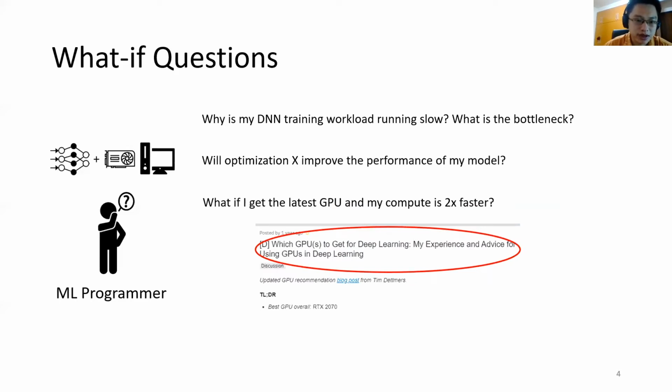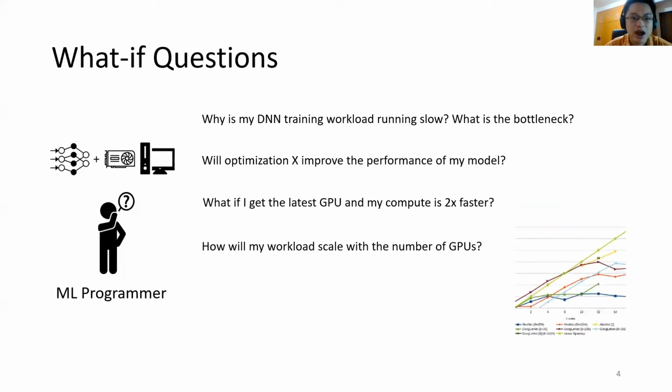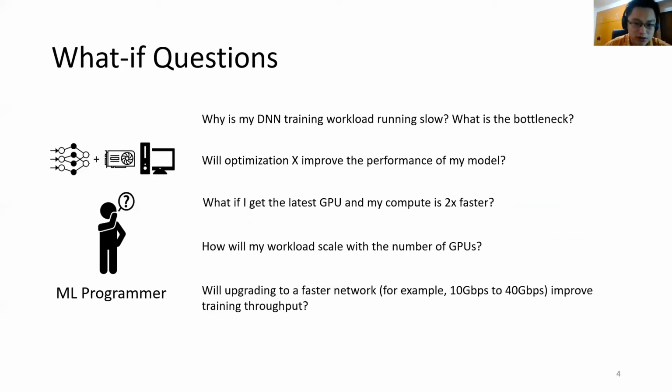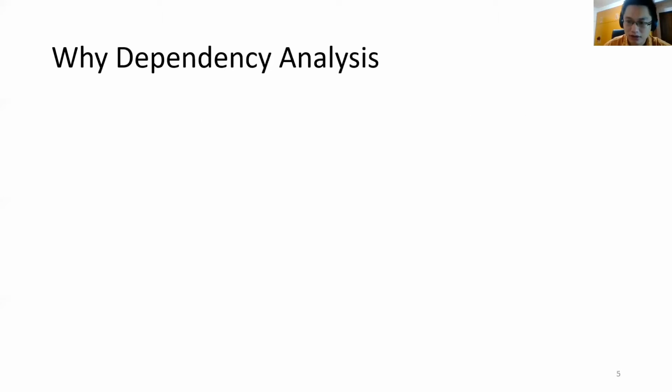And what if I get the latest GPUs and my compute is 2x faster? Or how will my workload scale with the number of GPUs? Or what if I upgrade to a faster network? How will that improve the training throughput? Answering these questions is not easy because you often have to spend time on implementing and debugging certain optimizations, or you need to pay for some extra compute power.